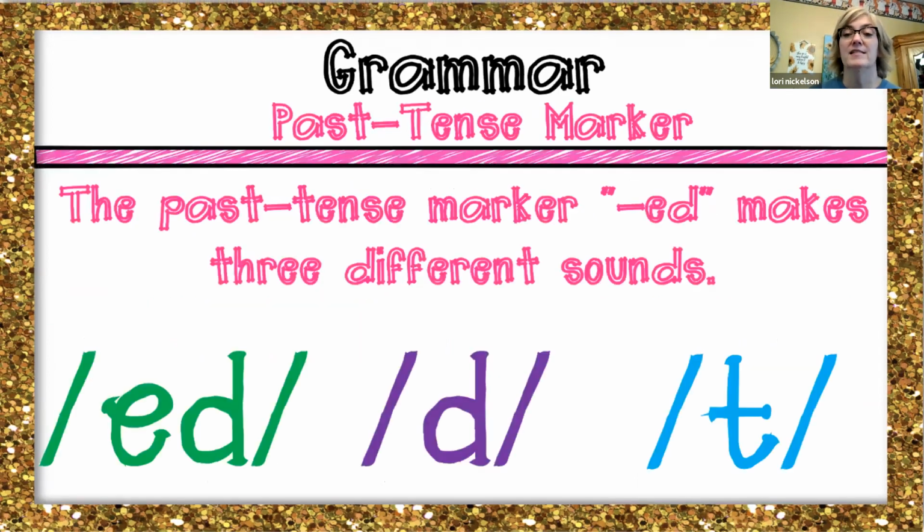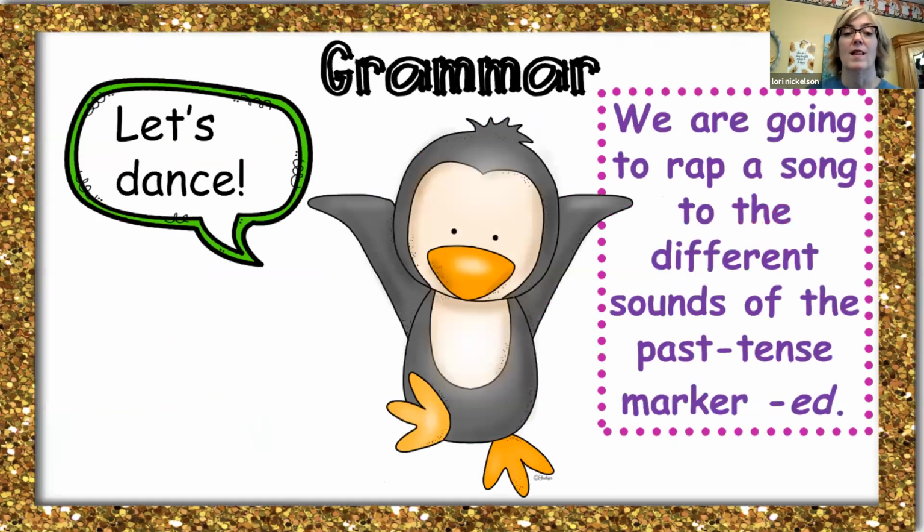All right, past tense marker. The past tense marker ed makes 3 different sounds, and we've kind of touched on this a little bit already. We've got ed, duh, and tuh. So let's dance. We're going to rap a song to the different sounds of the past tense marker ed.